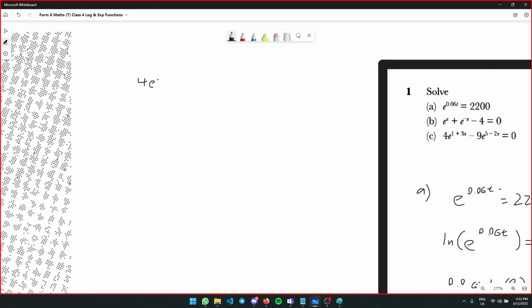e^(1+3x) minus 9e^(5-2x) equals 0. Usually the most obvious way is, I would say, the fastest way. What would be the most obvious way? You see, there's a negative here and a 0 here. You want to push it to the other side.